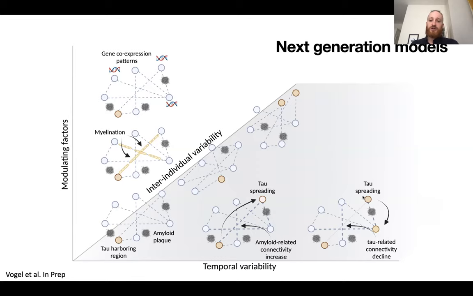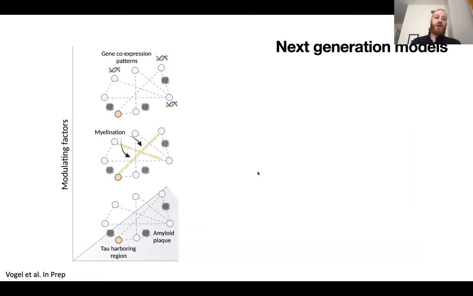This is a very busy figure, so I'll walk you through it piece by piece. But the first is this idea of modulating factors. I think Dr. Garbarino gave a really great overview of what those things might be, but we can just take, for example, if we know that there's an important gene to a disease being expressed more or less at a certain node, we can let the expression of that information influence the production or the clearance or the reception of pathology. And you can do the same thing with certain edges being more or less myelinated or something like that.